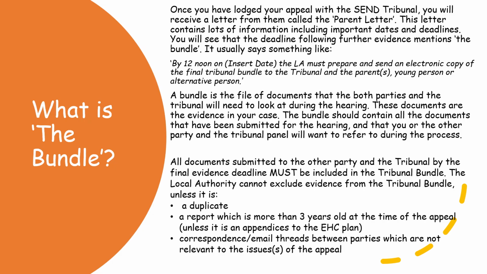Once you have lodged your appeal with the SEND Tribunal, you'll receive a letter from them called the Parent Letter. This letter contains lots of information, including important dates and deadlines. You'll see that the deadline following further evidence mentions the bundle. And it usually says something like, by 12 noon on a particular date, the local authority must prepare and send an electronic copy of the final tribunal bundle to the tribunal and to the parent or young person or alternative person.